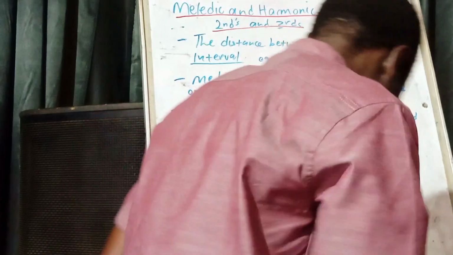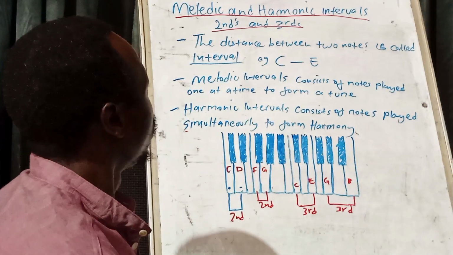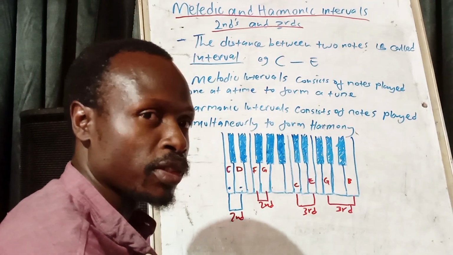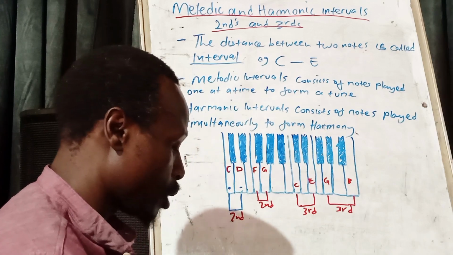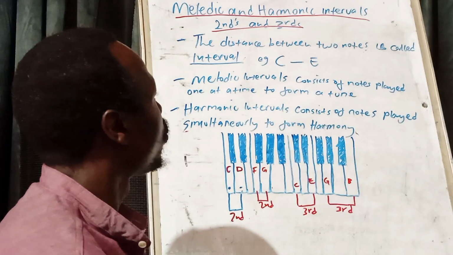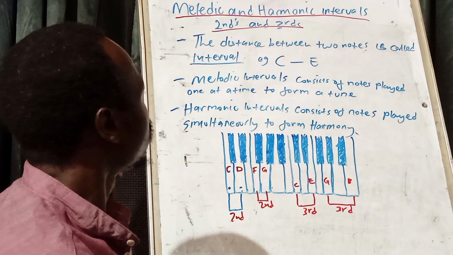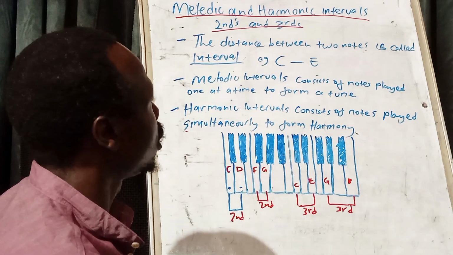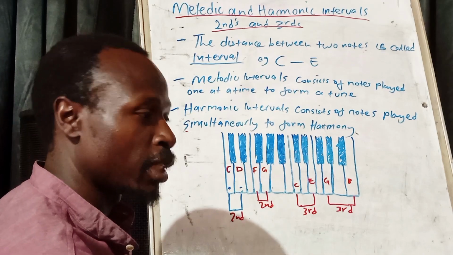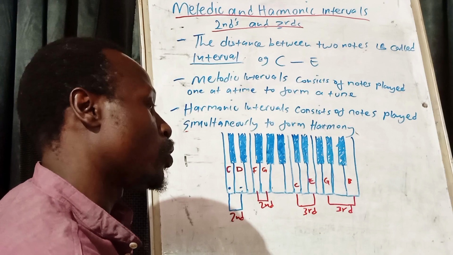Melodic and harmonic intervals. Seconds and thirds. Okay, so what are intervals? Intervals are distances between two points. For example, if you're talking about the note C and note E, what's the distance between C and E? Whenever someone talks about interval, just think about the distance between two points.